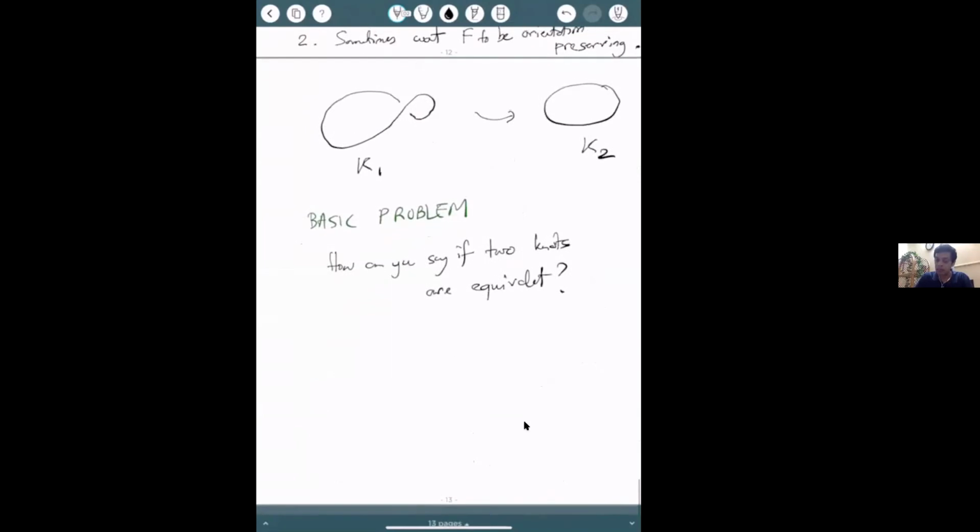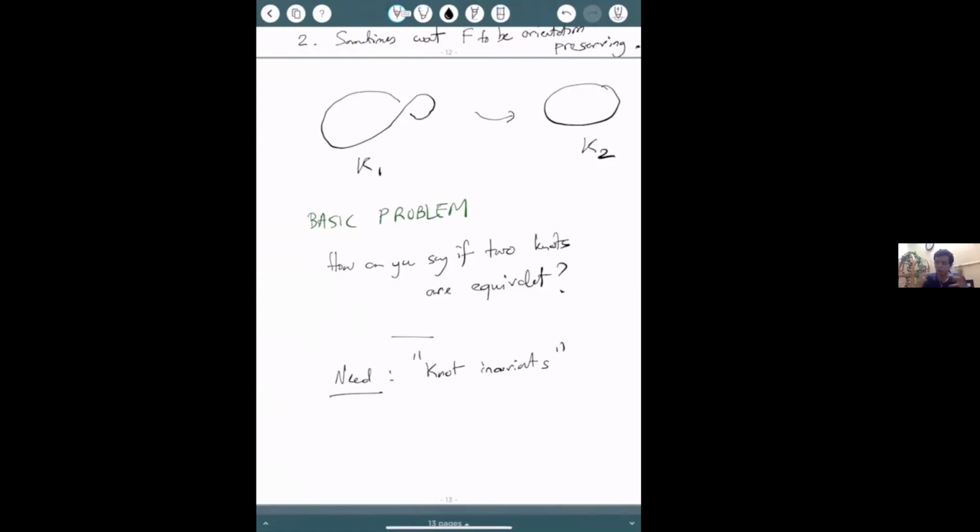Once again, just like the basic problem of topology, you need knot invariants. These are numbers perhaps attached to a knot, so that if two knots are equivalent, they have the same number, the same knot invariant.